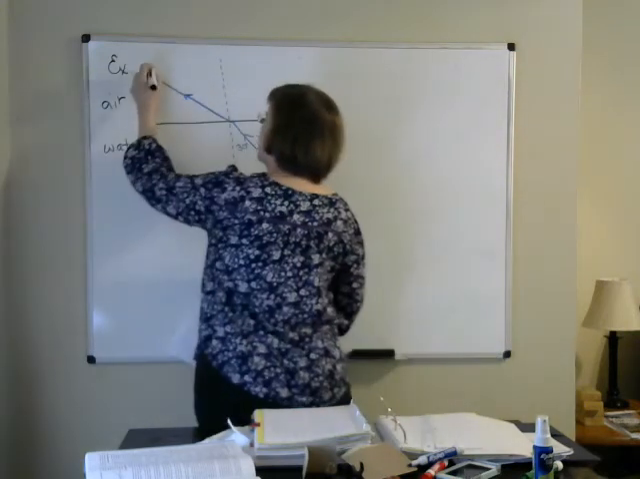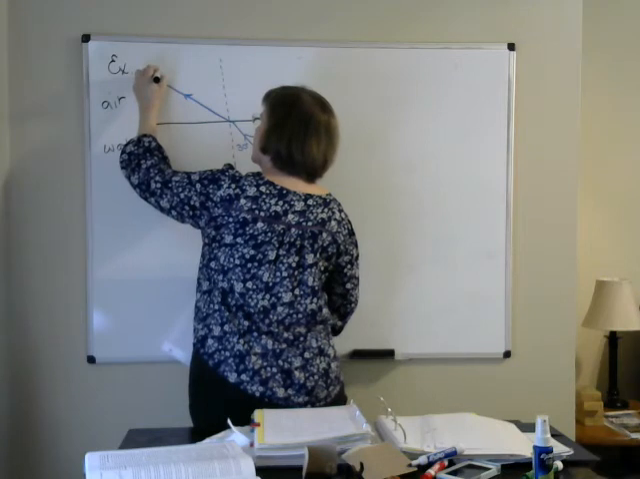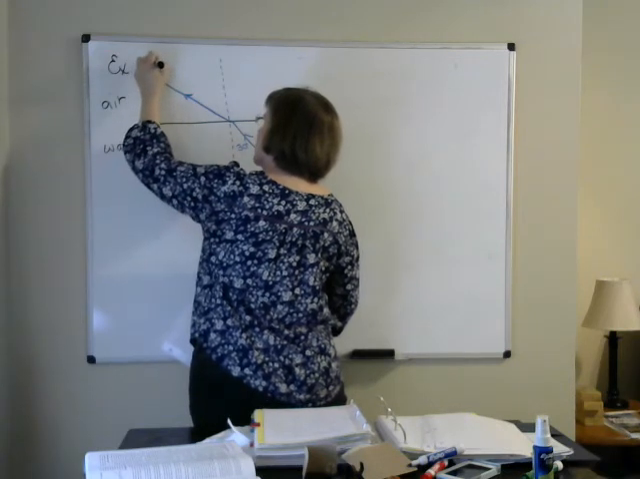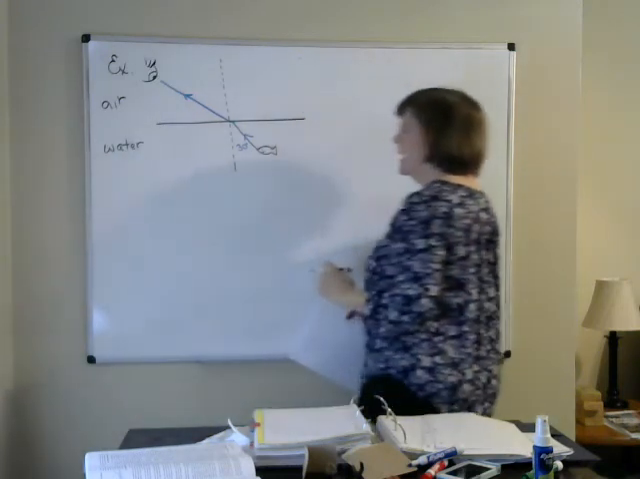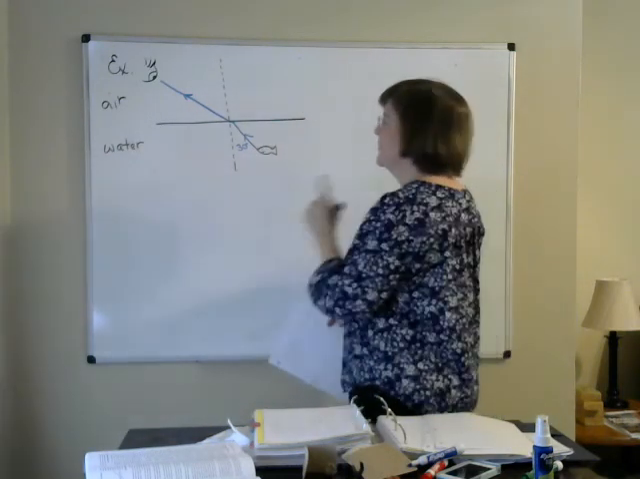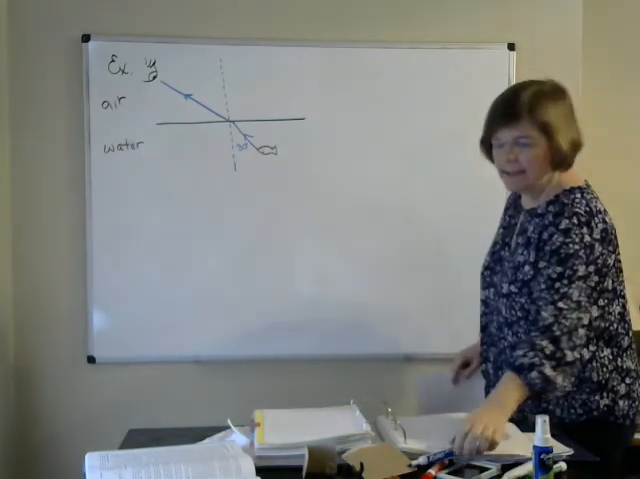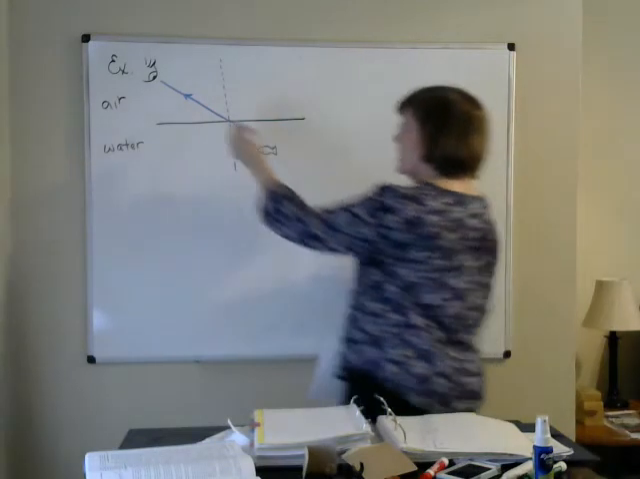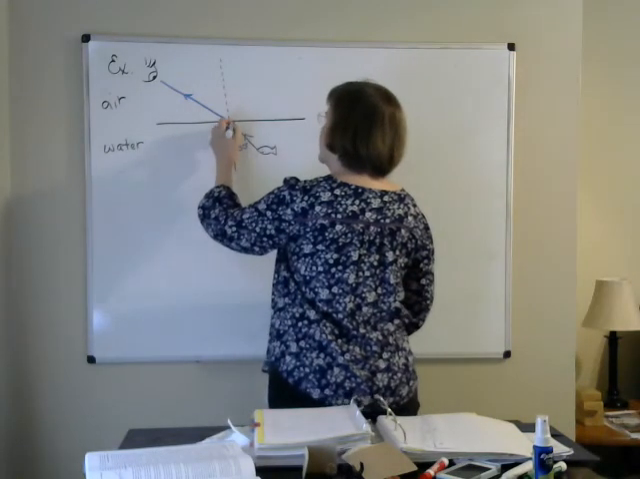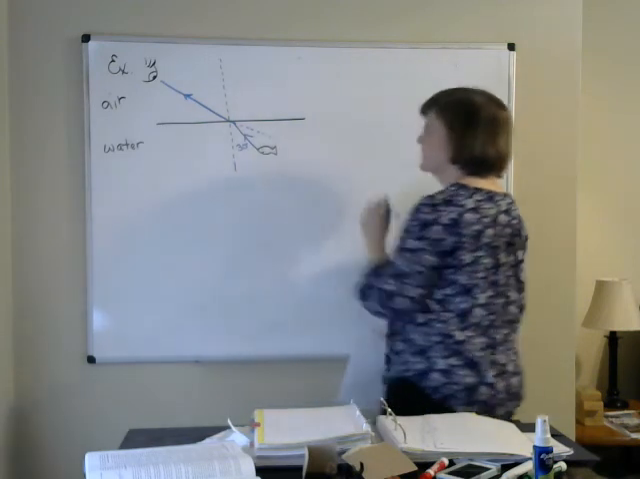So here you are. There's your eye. There's your eyelashes. And you see a fish. You don't think the fish is right here, because what your eye does is it follows the ray back. And to you, it looks like the fish ought to be right here.